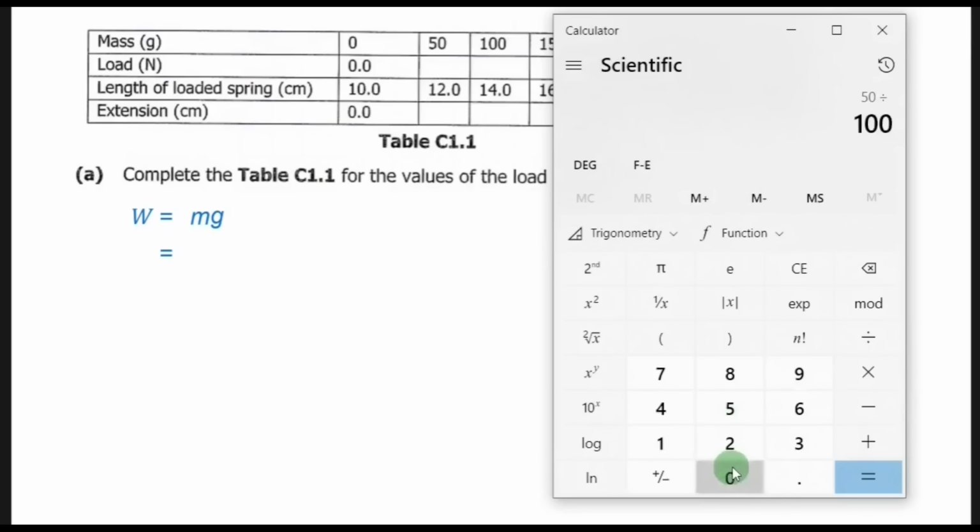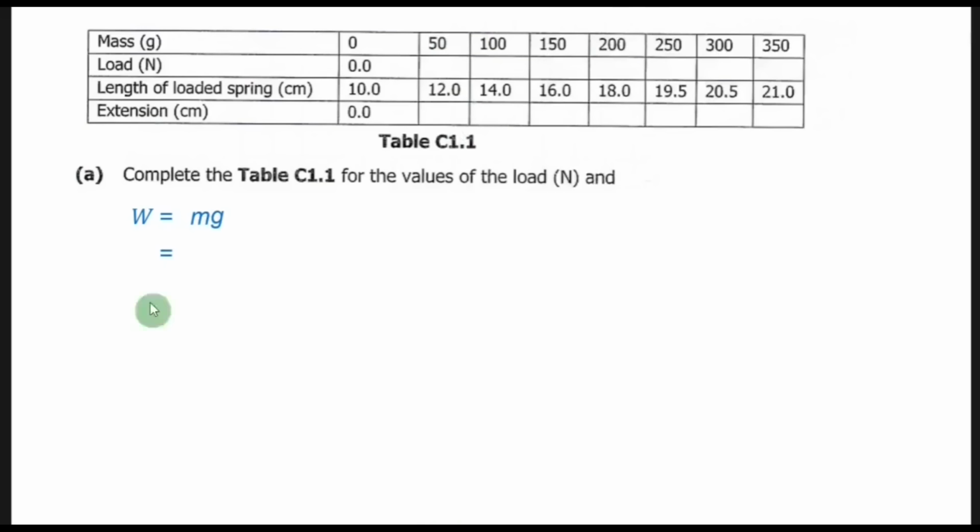All right, 1000, so that you get 0.05, which will be the mass now in kilogram. So if you put it here 0.05, then you multiply g, which is acceleration due to gravity, which is always 10, so you get your weight as what? 0.5. So here now the load is going to be 0.5.